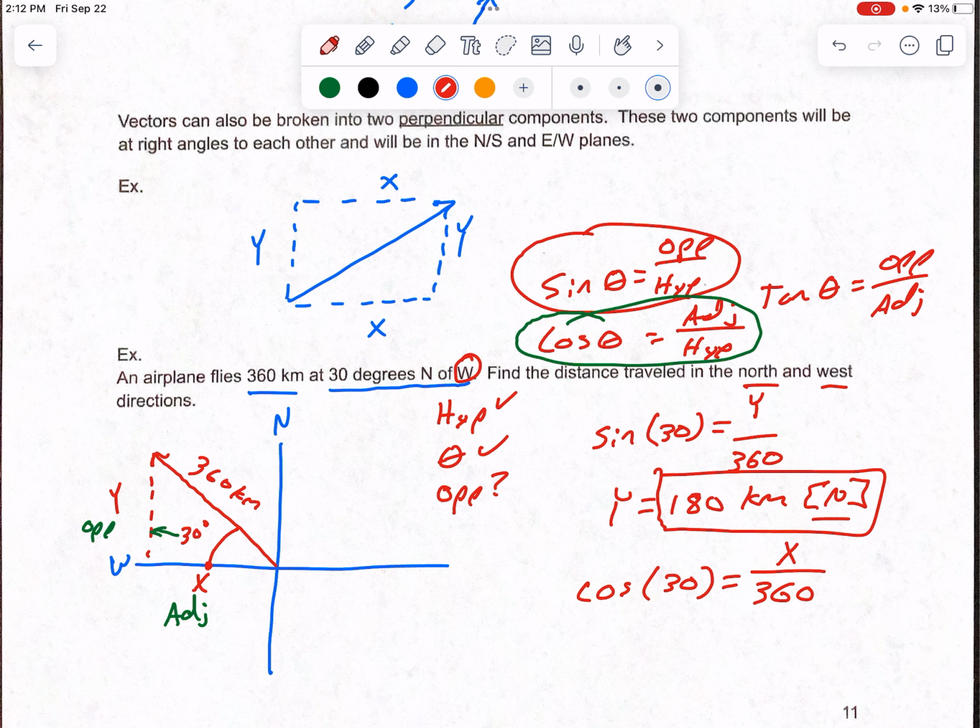Okay, so multiply both sides by 360. And you're going to get 311.77 kilometers west. And there's the other half of your answer. So we just use sine and cosine to break it down.